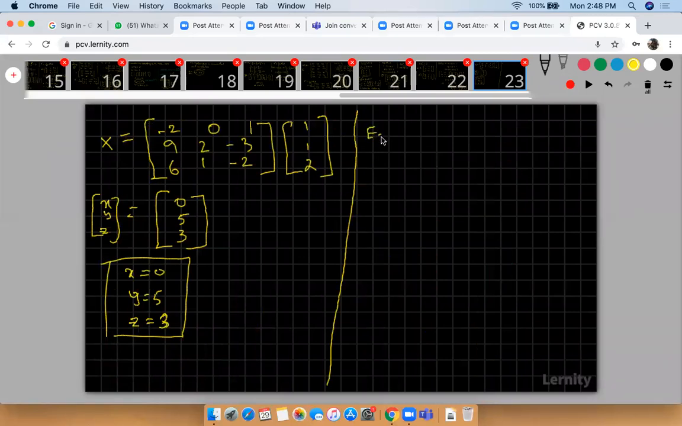Right. Come to the next problem. Examine the consistency of the system of equations.